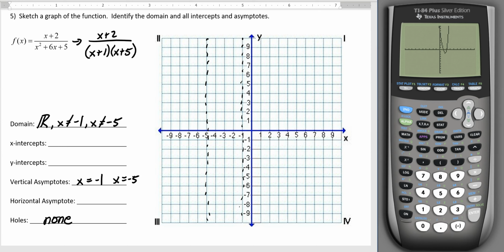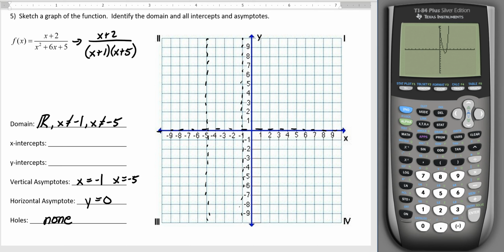Beautiful. Okay. Horizontal asymptote. So that's the one with the 3 rules. Check your notes. Remember, use your notes when you're taking this final exam. The degree of my numerator is less than the degree of my denominator, which tells me that I have a horizontal asymptote at y equals 0. Beautiful.